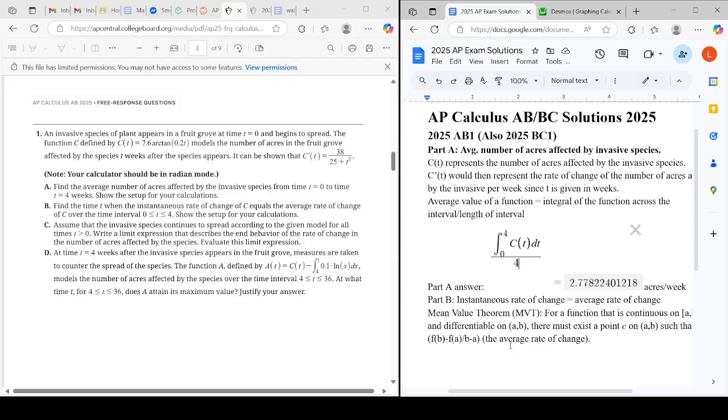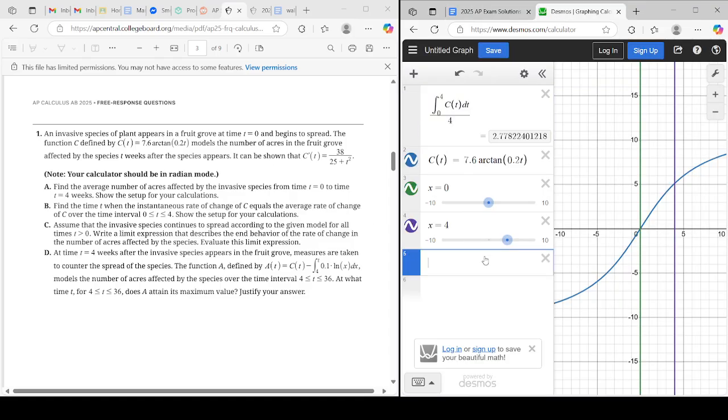So our thing here is we're going to plug in. First we're going to find the average rate of change. So the average rate of change equals C of 4 minus C of 0, and I'm going to group this, just to be clear, over 4 minus 0. So here I'm going to do C of 4, all over 4 minus 0.